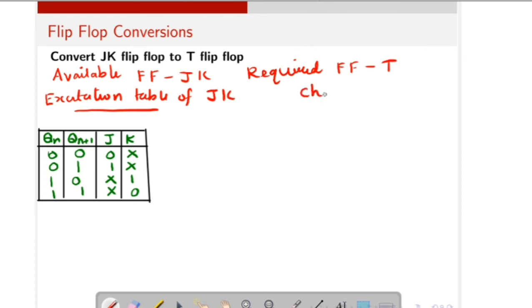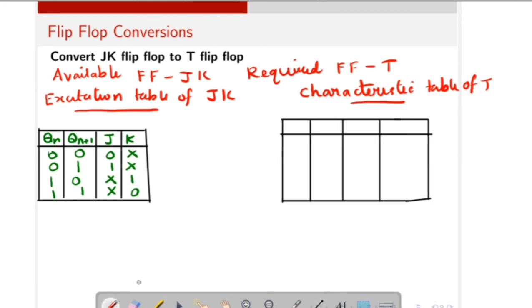Next we can draw the characteristic table of the T flip-flop. Characteristic table has inputs T and present state Qn, and output is Qn plus 1. When T is equal to 0, present state 0, next state 0. T is equal to 0, present state 1, next state 1. Then T is equal to 1, present state 0, next state 1. T is equal to 1, present state 1, next state is 0.